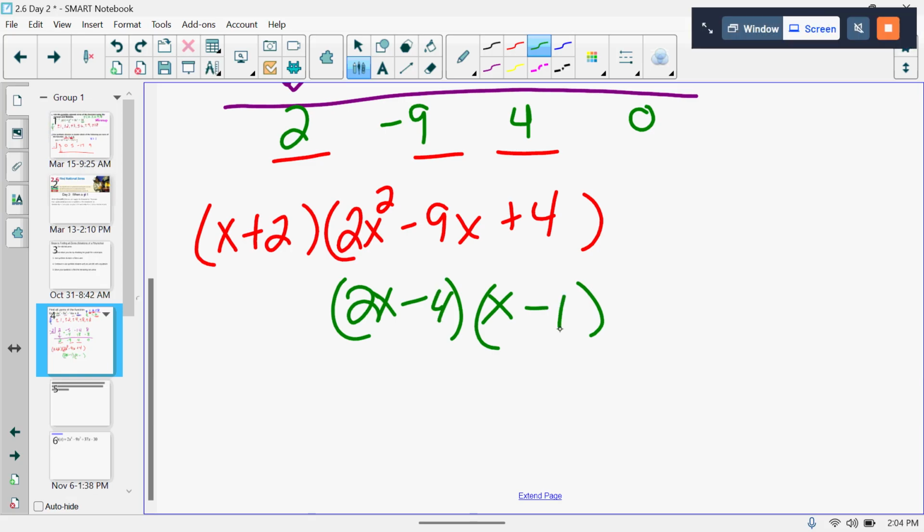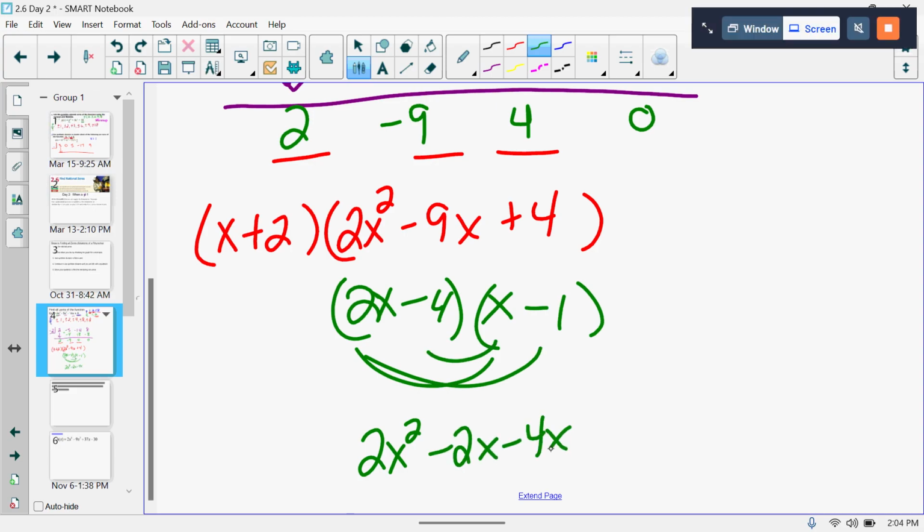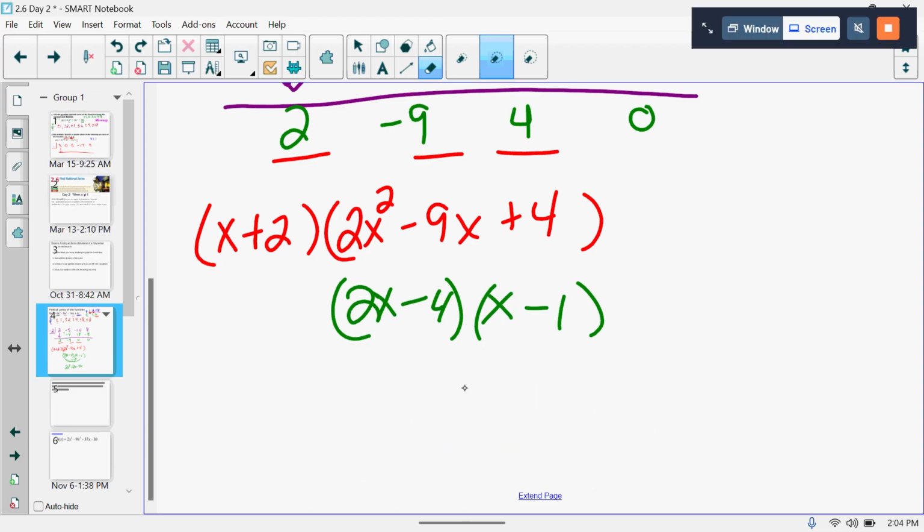4 and 1. FOIL it out and see. 2x times x is 2x squared. Outer gives me negative 2x, inner gives me negative 4x. I'm going to stop right there because negative 2 minus 4 is negative 6. It's supposed to equal negative 9x. So I know that's not going to work.